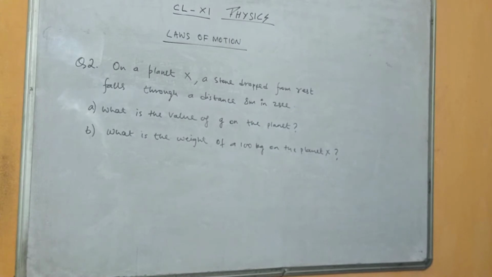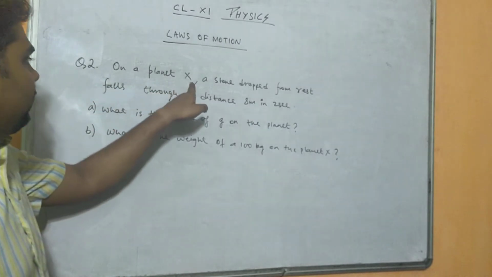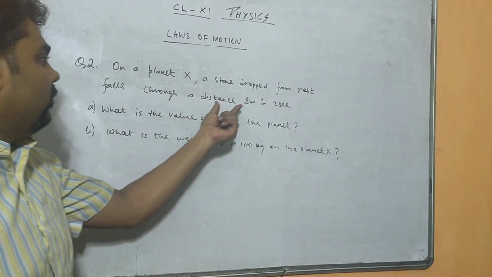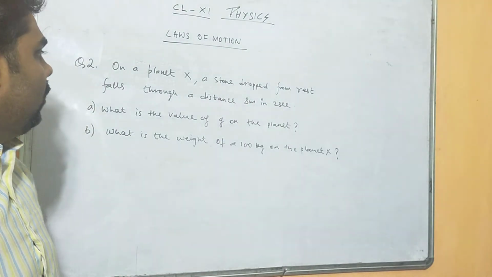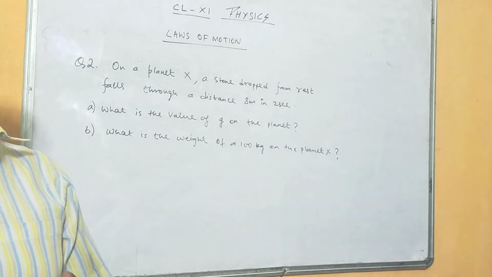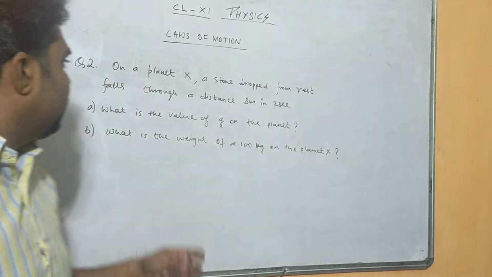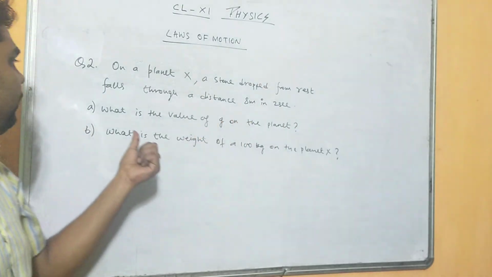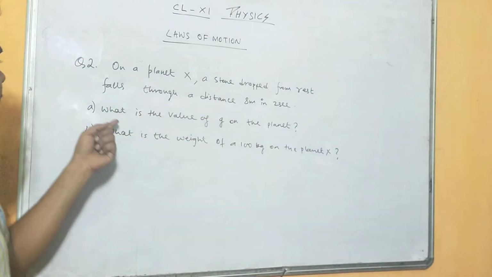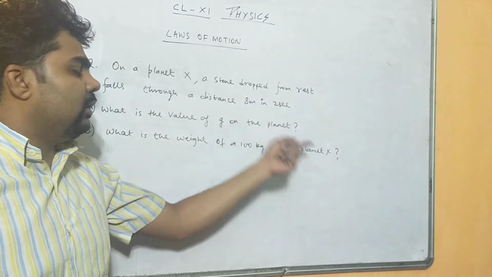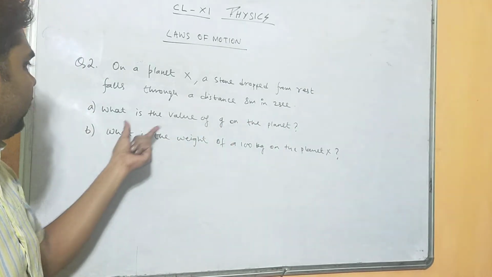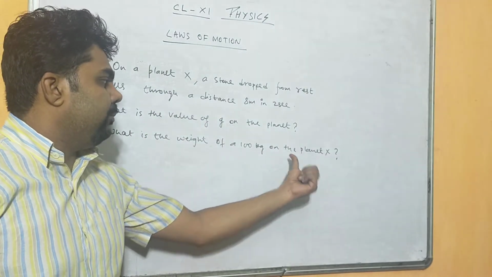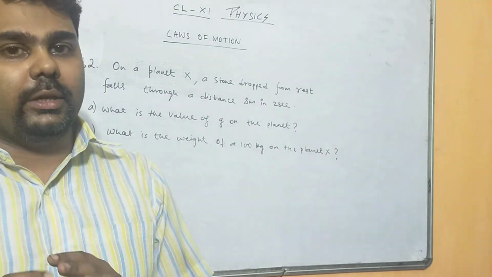So next question I have noted on the board. You see, on a planet X, a stone dropped from rest falls through a distance of 8 meter in 2 seconds. So the stone which was dropped was at rest, and it falls through a distance of 8 meter in 2 seconds. Time is given 2 seconds and distance is given 8 meter. What we have to find: what is the value of g on the planet? That is acceleration due to gravity. And what is the weight of a 100 kg mass on the planet? So what is the total weight of 100 kg on that planet?